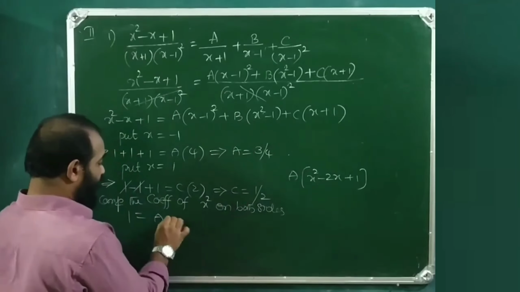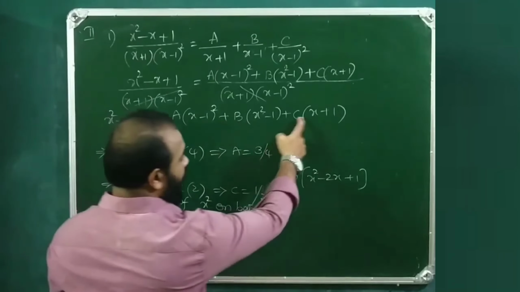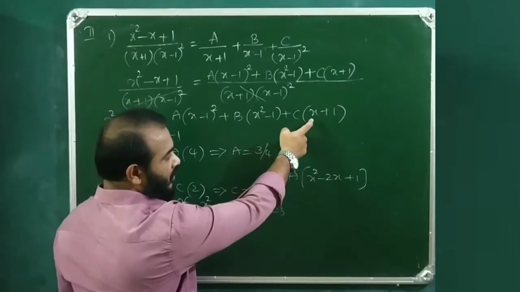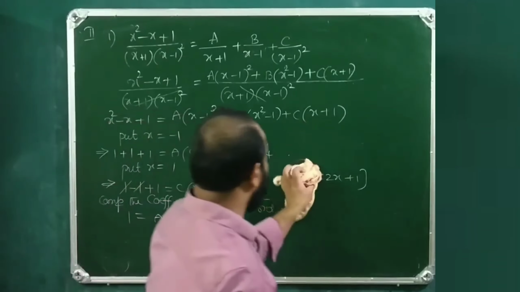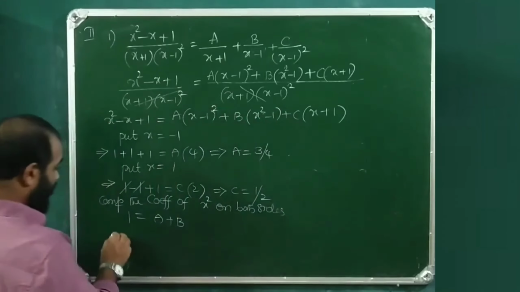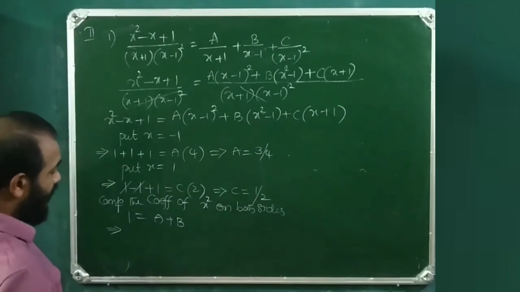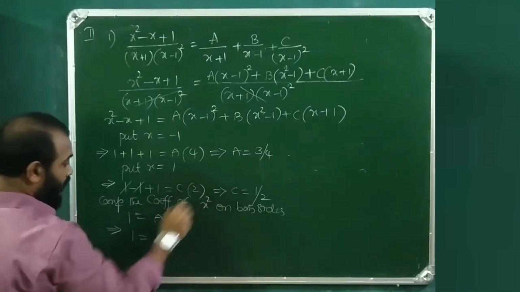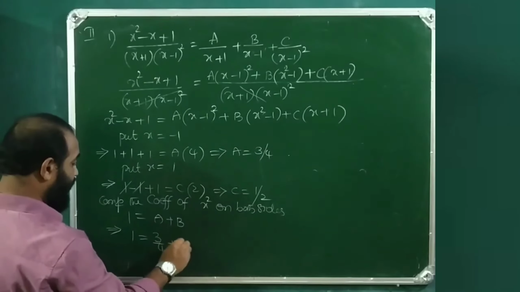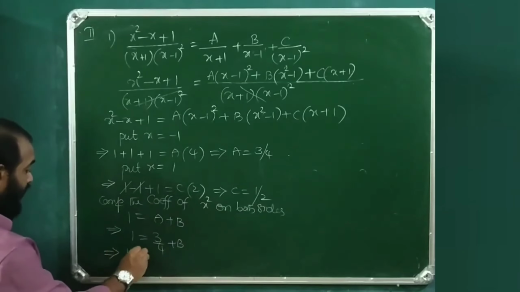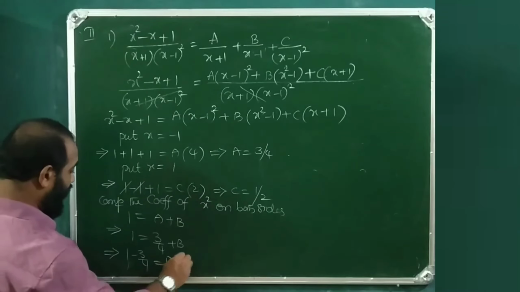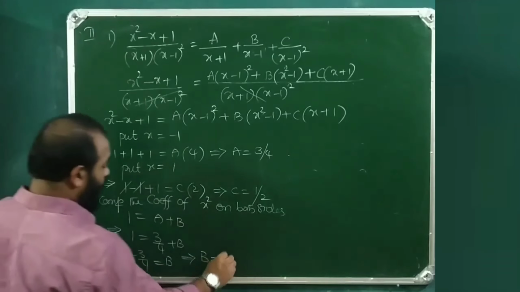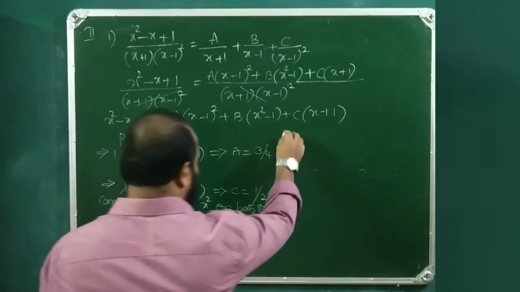Now here x square coefficient is b. Here we are not getting any x square coefficient, because it is only x and constant here. Now this is equal to a, already we got. So substituting, 1 equals 3 by 4 plus b. So from this, 1 minus 3 by 4 equals b. From this b is equal to, 4 1s are 4, minus 3 is 1, so 1 by 4.